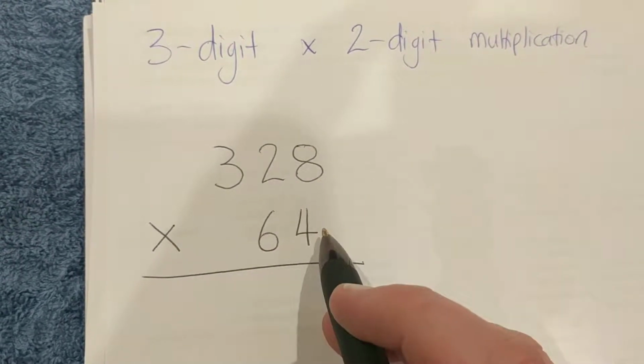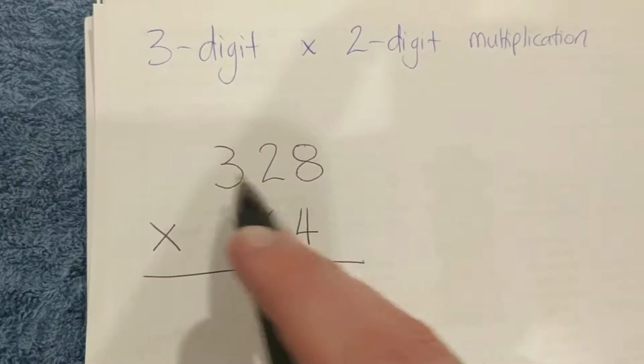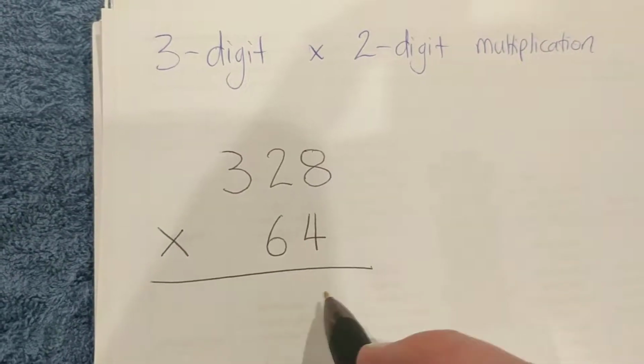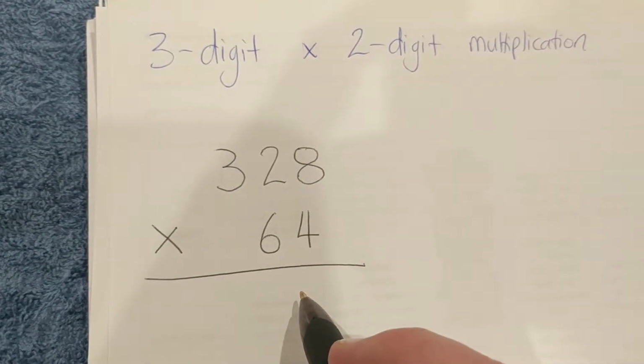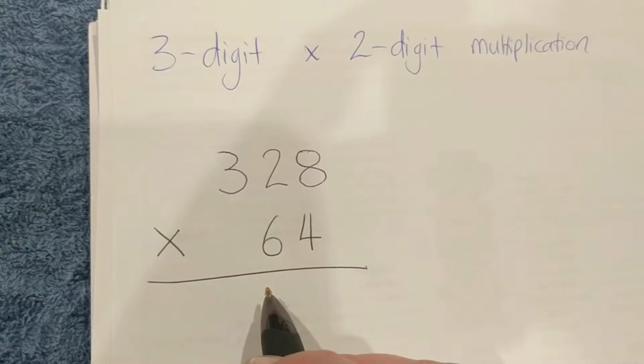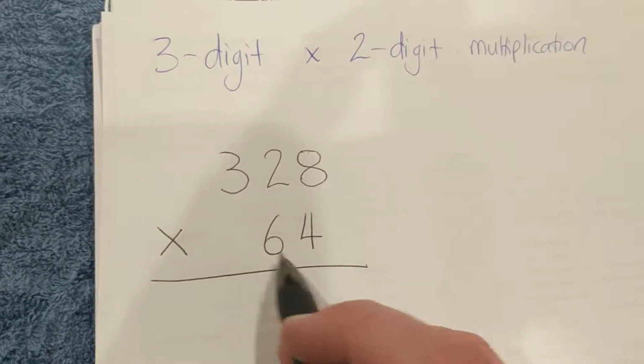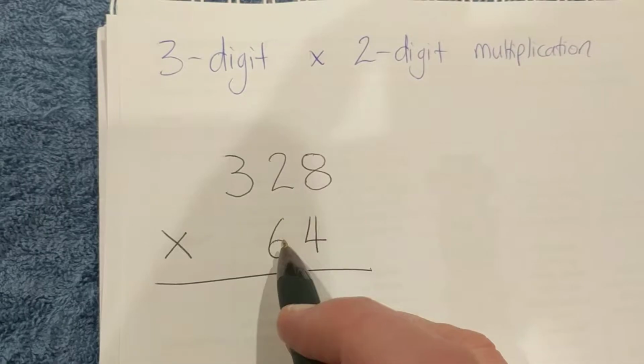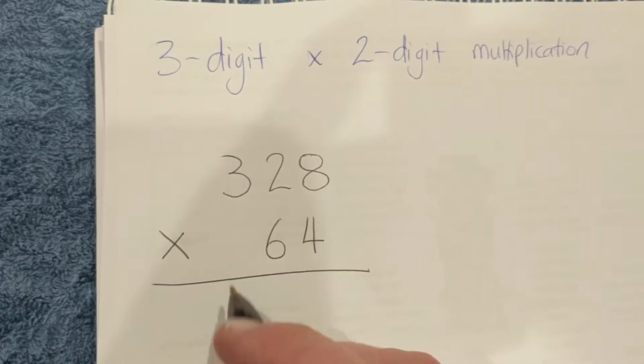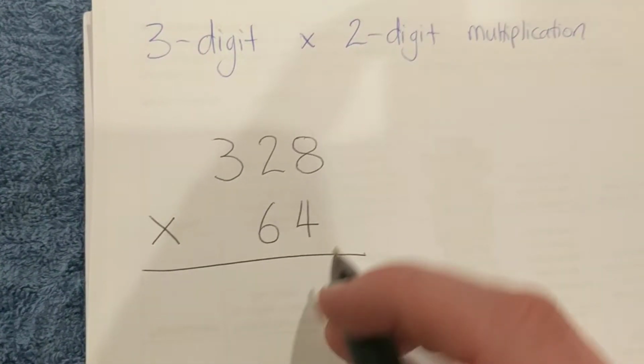So whereas traditionally you might just do 4 times 8, 4 times 20, 4 times 300, and then put the answer here, we do need to do that again this time for the ones, but we also need to do it for the 60. So 60 times 8, 60 times 2, and 60 times 300. And then we add them all up at the end.